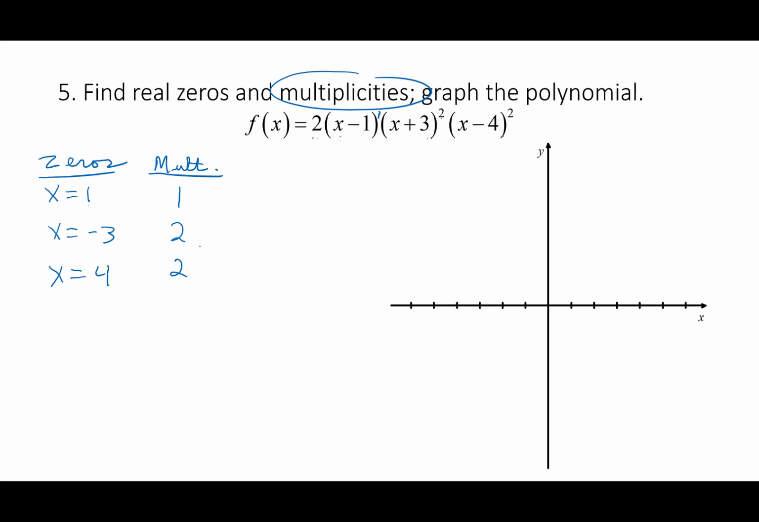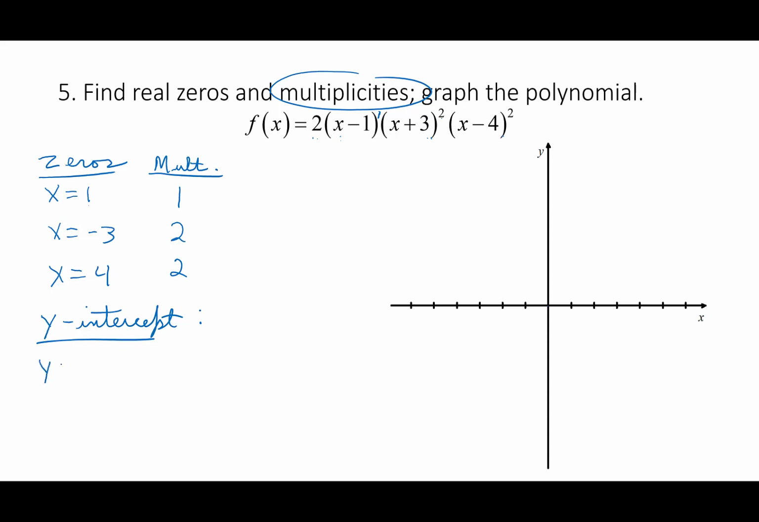There's one more thing I need to know. I either need the end behavior of this polynomial or I need a y-intercept. In this case, a y-intercept would work. The only time a y-intercept doesn't work is when it's at the origin, which it's not going to be here. So let's go ahead and find the y-intercept.